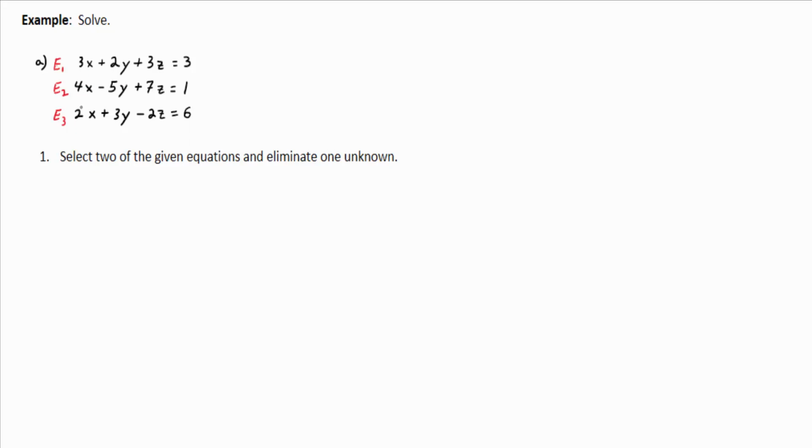And by the way, you don't have to eliminate x first. You can eliminate whichever variable is easiest. So make your life easy. If it makes a difference in other examples, eliminate whichever variable is easiest to eliminate. So I'm going to take E2 and E3, and in a sort of elimination type method, I'm going to eliminate the x's. So in order to show that work, I can do this.